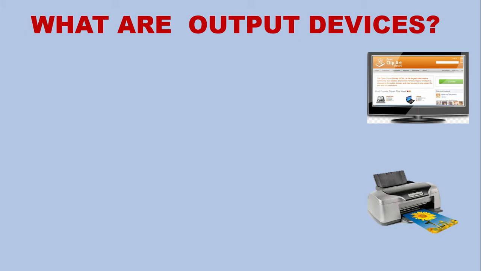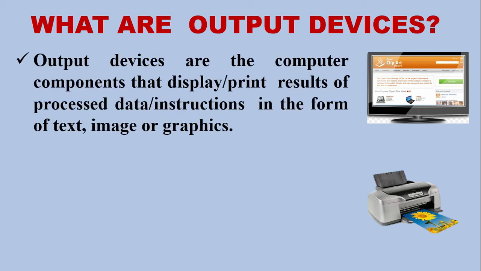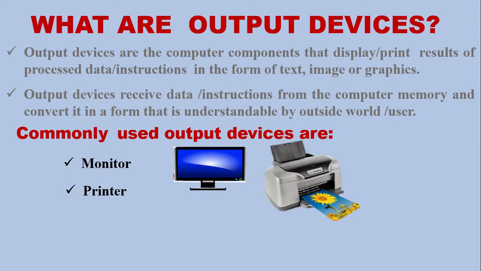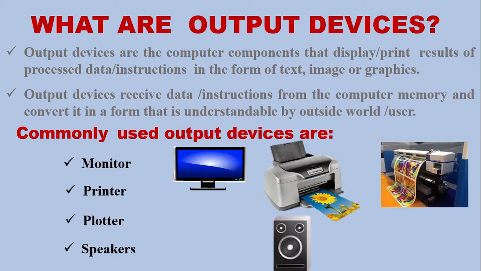What are output devices? Output devices are the computer components that display results of processed data or instruction in the form of text, image, or graphics. Output devices receive data or instructions from computer memory and convert it into a form that is understandable by the outside world or by the user. Commonly used output devices are monitors, printers, plotters, and speakers.